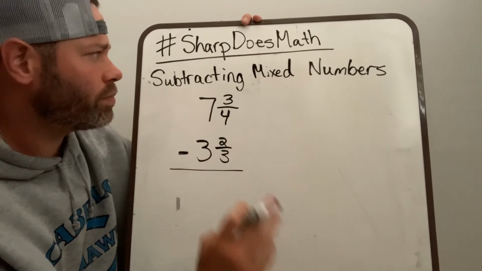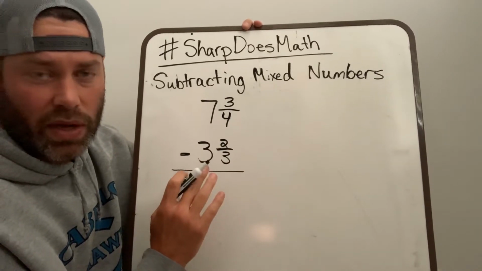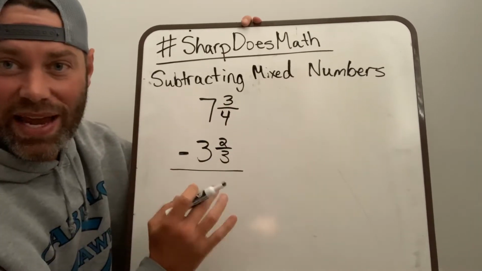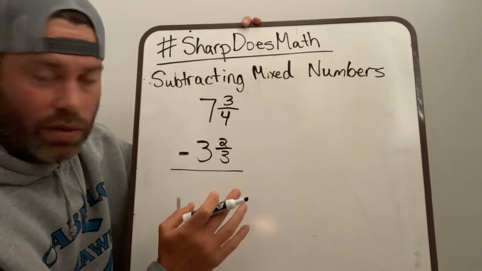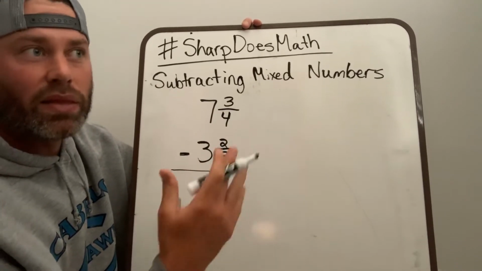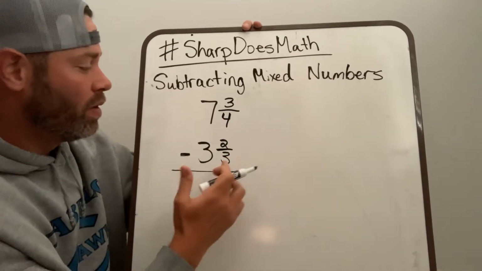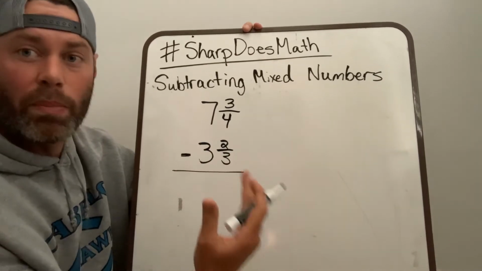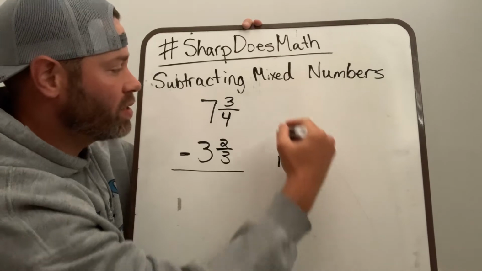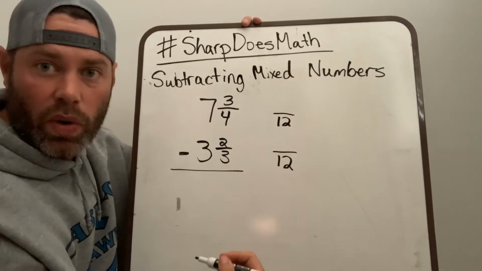When adding and subtracting fractions, I've mentioned this before in other videos, you have to get the same denominator. Right now we have a 4 and a 3. So when I list out my multiples like 4, 8, 12, and 3, 6, 9, 12, they both have a 12 as a multiple. So I'm going to rewrite these fractions using 12 as the denominator.